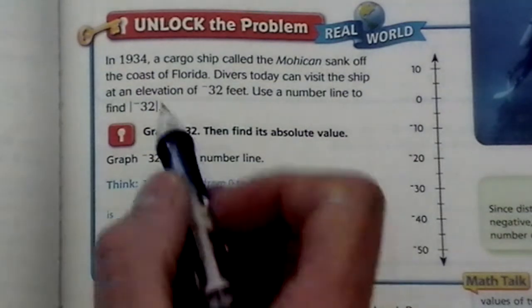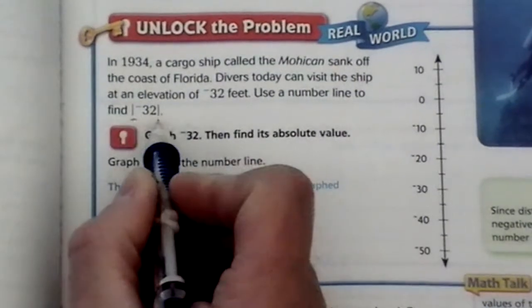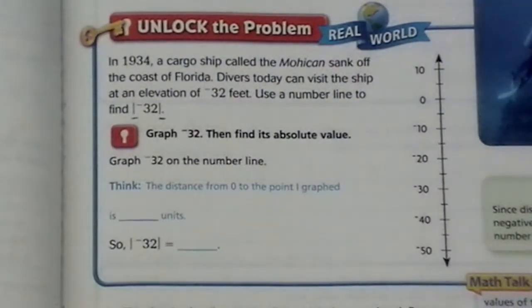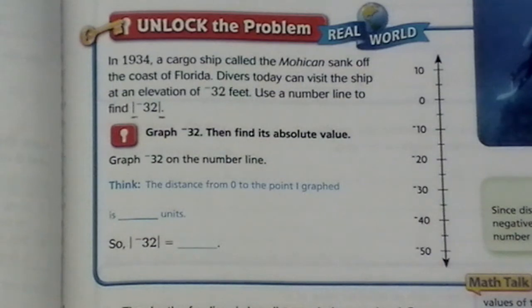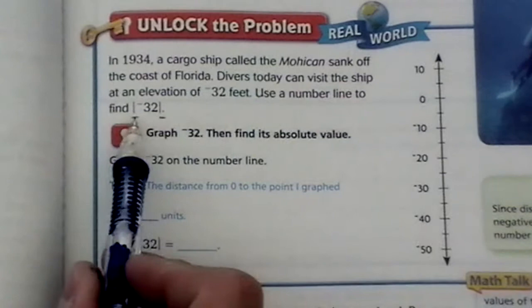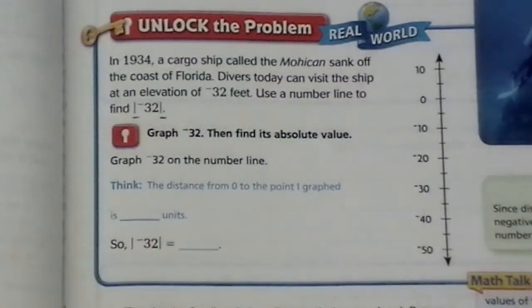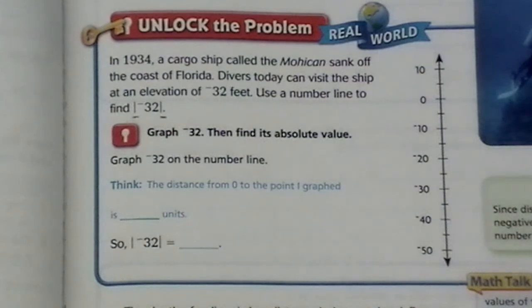Notice in the problem that there are straight lines to the left and to the right of negative 32. This lets me know that we are looking for an absolute value. Whenever we're talking about absolute value, we write it with 2 bars or 2 straight lines enclosing the number. Alright, so let's follow the steps that the book wants us to do.